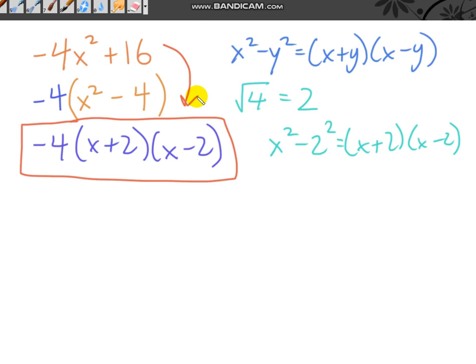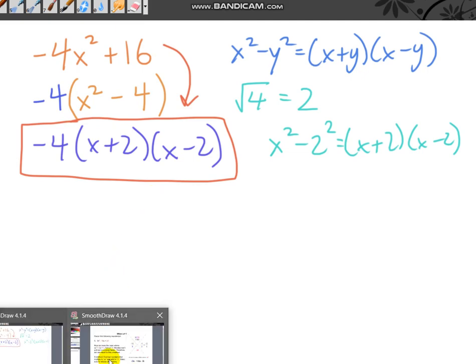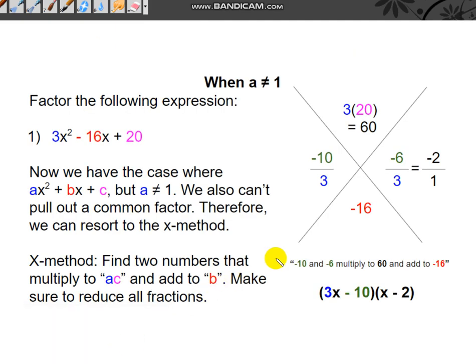Okay? All right. So let me explain a different type of case. So a different type of case that we have is, well, what if you can't pull out a common factor? As you see, there's a video that I showed in class. It was that girl that was going over the X method. And this is basically the summary, if you're wondering, of what she went over.